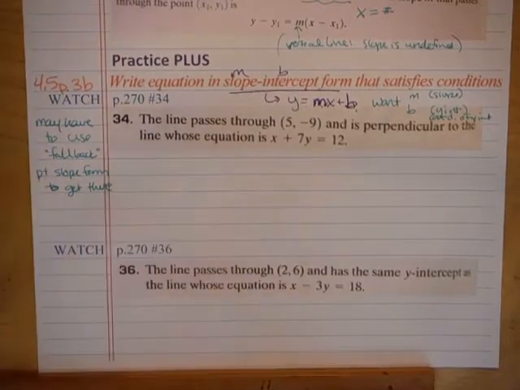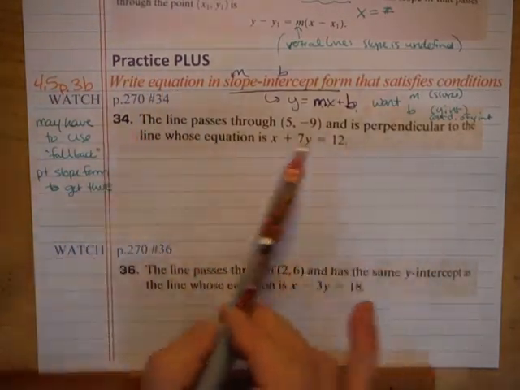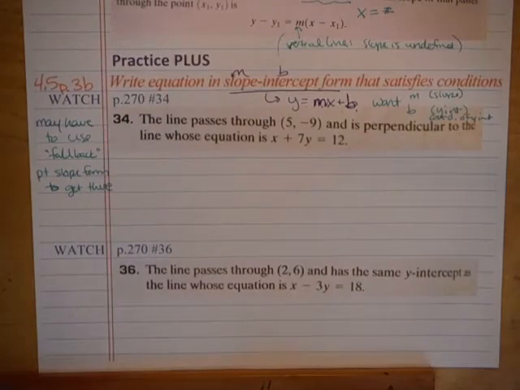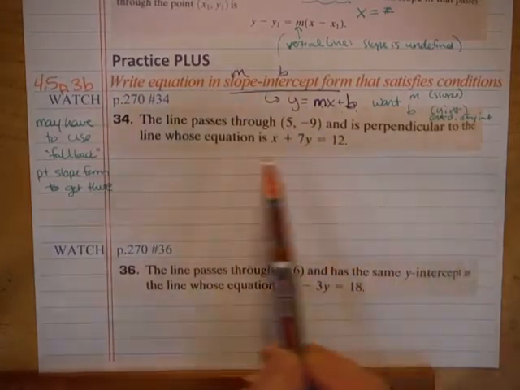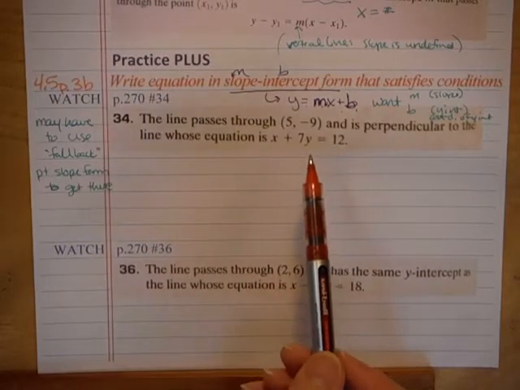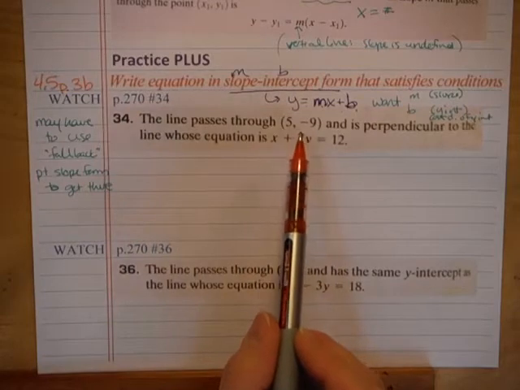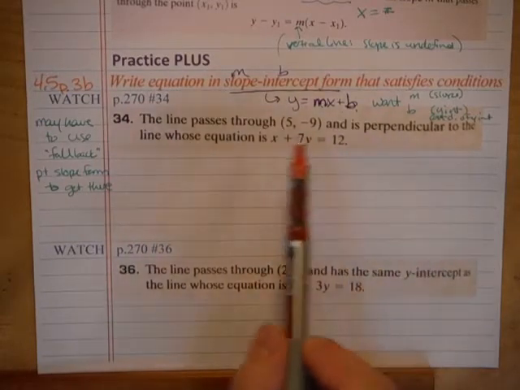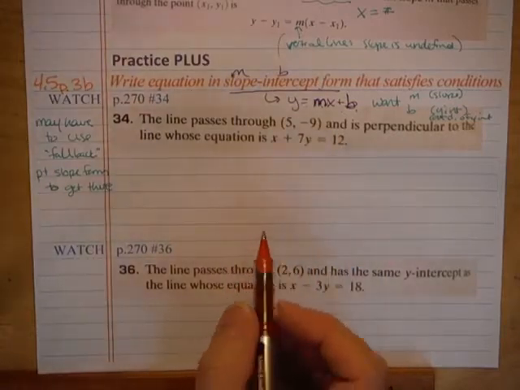But let's see what they give us, okay? And it's going to be a practice plus, so we're going to have to translate some of the information that they're giving us here. The line passes through 5, negative 9, and is perpendicular to the line whose equation is x plus 7y equals 12. So deep breath. Let's read that again. The line passes through 5, negative 9, and it's perpendicular to the line whose equation is x plus 7y equals 12. So they're telling us two things.